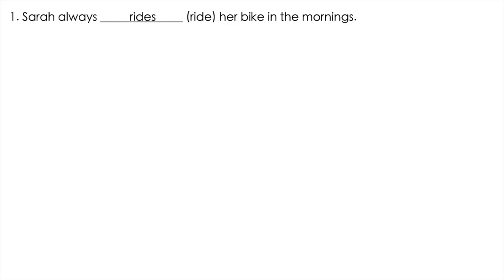Sarah always rides her bike in the mornings. This is because we're talking about a habit she has every morning. She always rides her bike in the mornings. So we use the present simple. Let's do the next one.